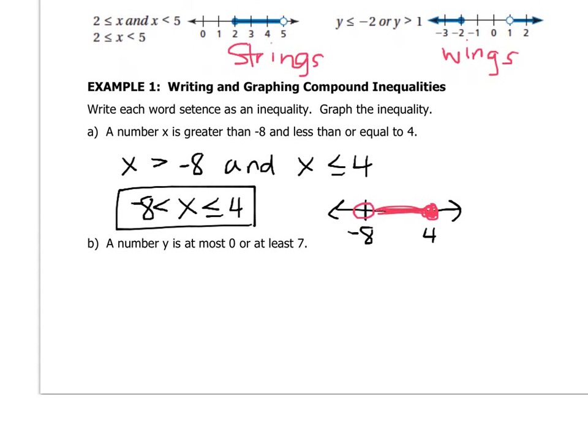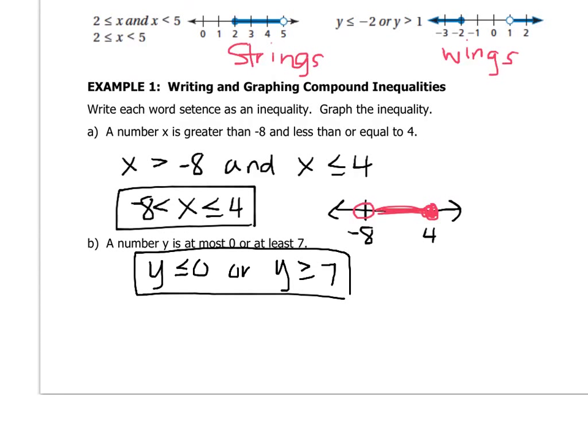Letter B. A number y is at most 0 or at least 7. Because this is an "or," you can't join it, so you have to keep it separated. Graphing it, it's going to be a closed circle around both 0 and 7, and since it's an "or," we're going to go in other directions. Also, you want to pay attention to the symbols. This is less than or equal to 0, and this is greater than or equal to 7. So that's really what determines the direction, not necessarily "and" or "or." It's the symbols.